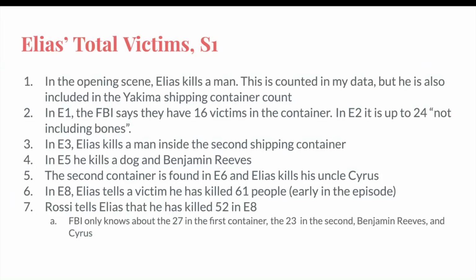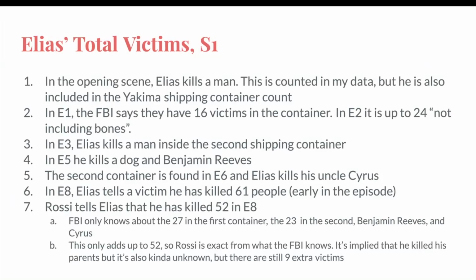So at this point, the FBI only knows about the 27 in the first container, the 23 in the second, Benjamin Reeves, and Cyrus. And so this does add up to 52. So Rossi is exact from what the FBI knows. He's not lying to Elias. And while it's implied that Elias killed his parents, it's also kind of unknown at this point. And there are still 9 extra victims. And finally, Elias kills Bailey in episode 10.